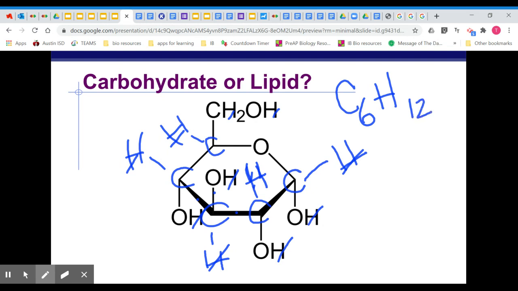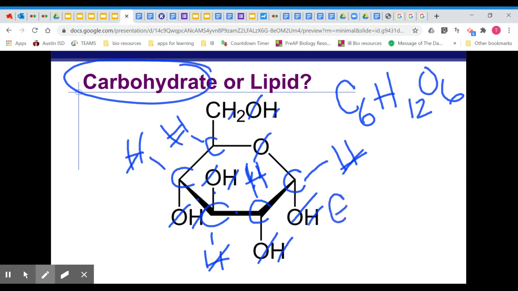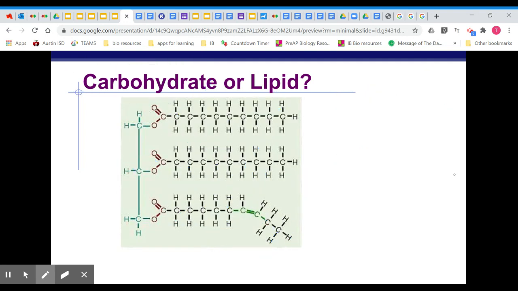H12. All right, now let me see oxygen. So I've got 1, 2, 3, 4, 5, 6. O6. So I've got a 1 to 2 to 1 ratio of carbon, hydrogen, oxygen. That's going to be indicative of a carbohydrate. This is actually glucose. Another thing to look for in the name of a carbohydrate, your sugars usually are going to end in that ose.